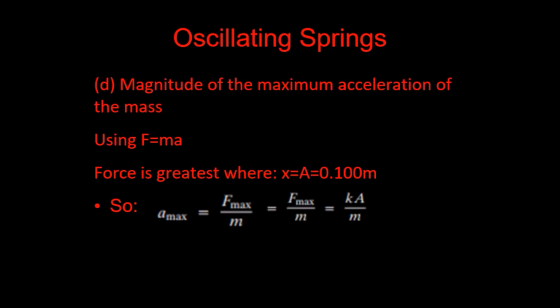Continuing with this, F max, of course, will be kx, or kA in our case, so we'll end up with kA over m. Substituting our values of 19.6 and 0.1 respectively, and 0.3 kilograms, we should end up with about 6.53 meters per second squared.